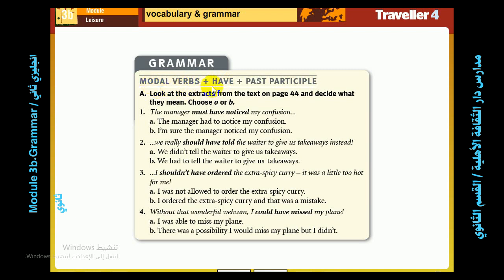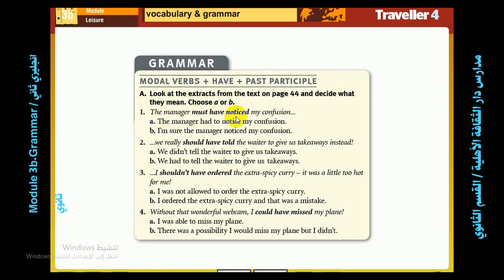Now, the form of our lesson today is modal verbs plus have plus past participle. Past participle means verb 3. Now, let's read. Look at the extracts from the text on page 45 and decide what they mean. Choose A or B. Number 1.